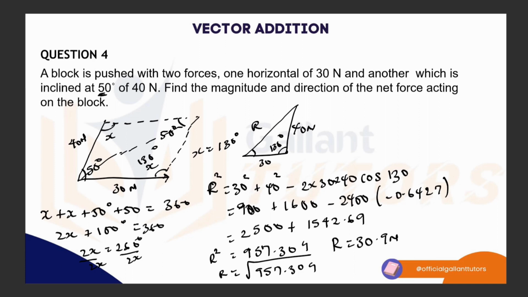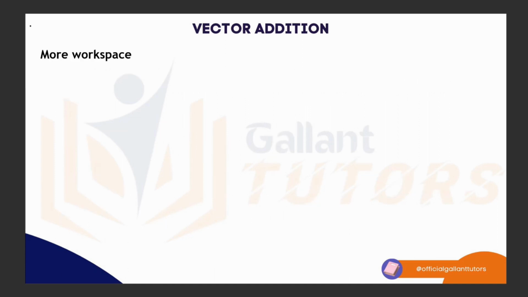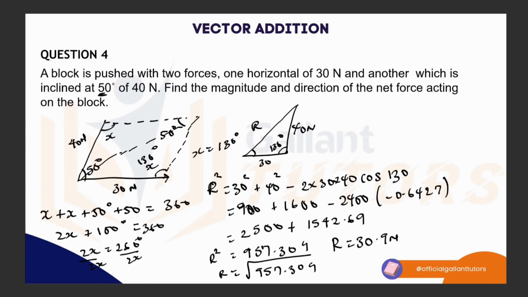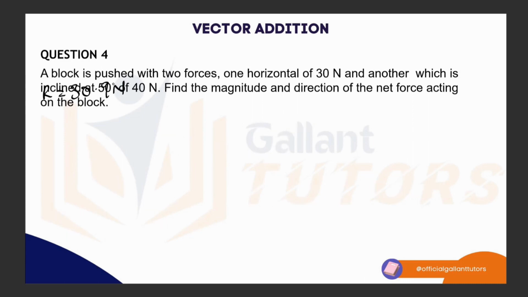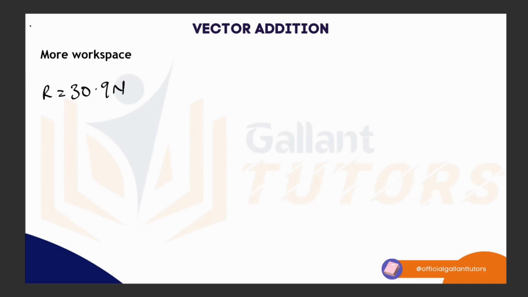Alright, let's go to the next one, which is direction, and that will end our video for today. Okay, let's move on. So we got R as 30.9 Newton. Is that clear? Now, to get our direction, how do we go about that? The same procedure. Don't stress yourself. So we'll have 30 Newton and 40 Newton and 130 degree between them. Clear?